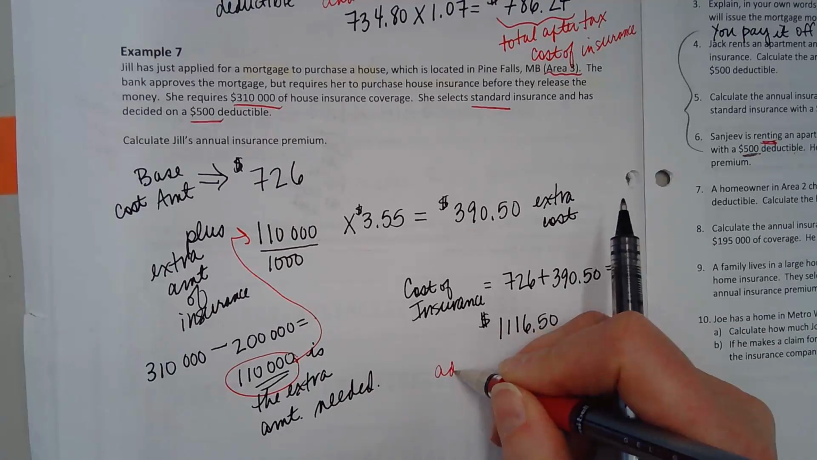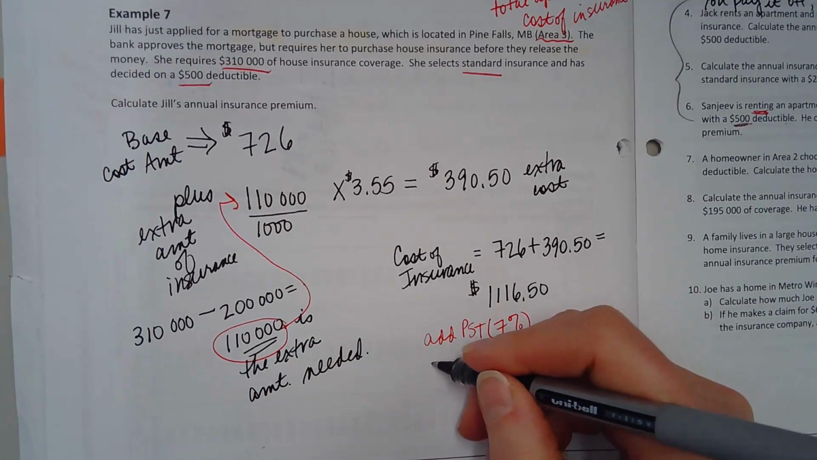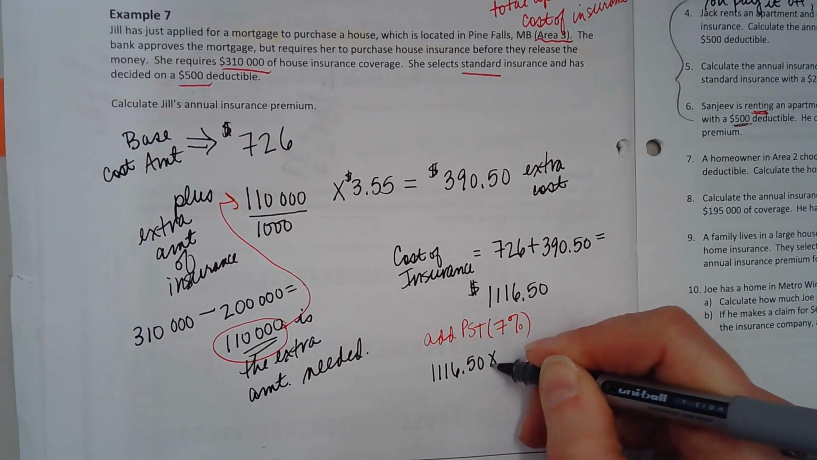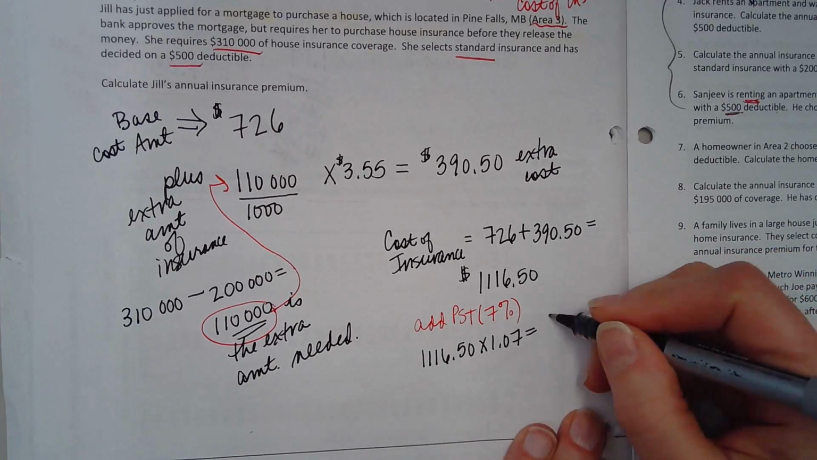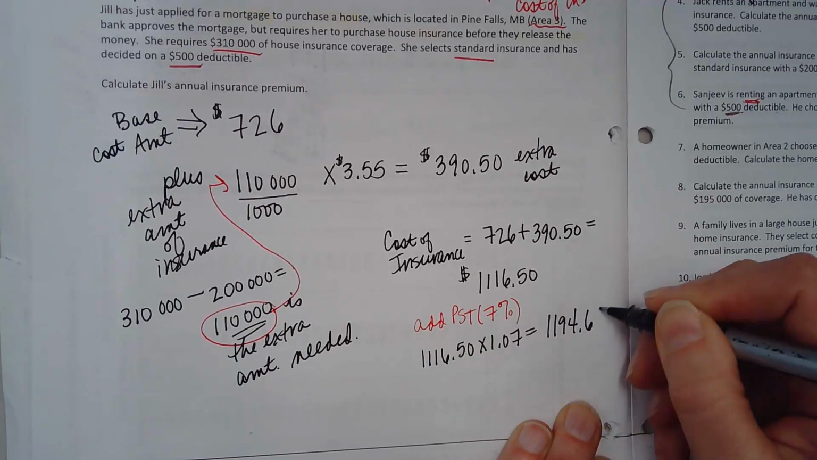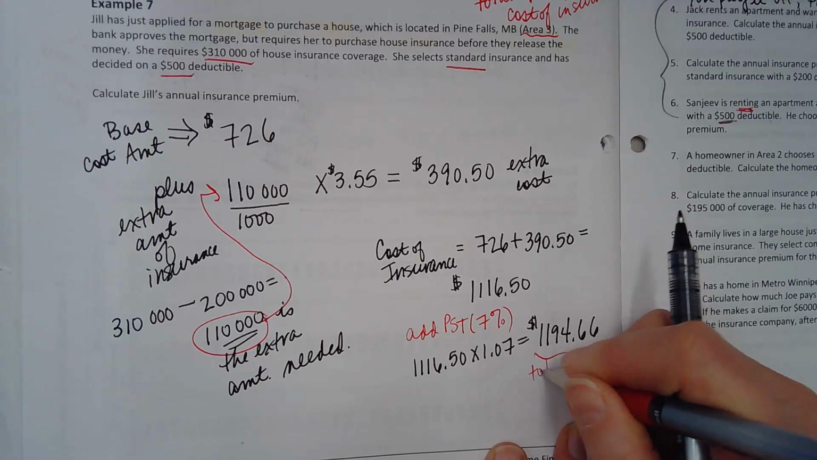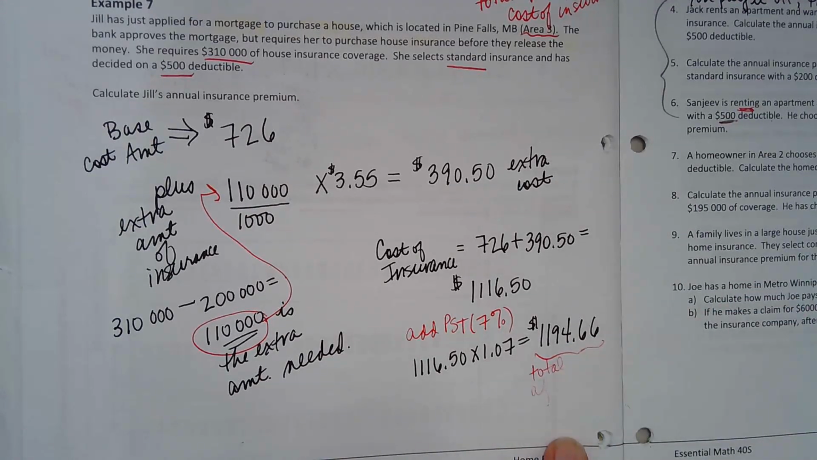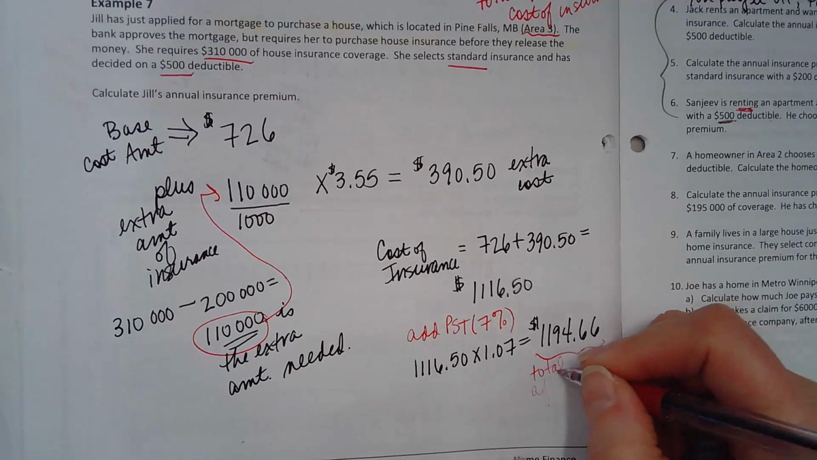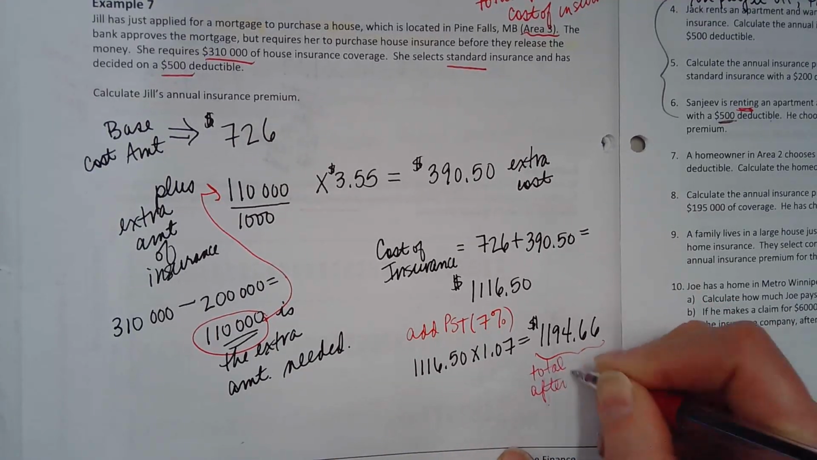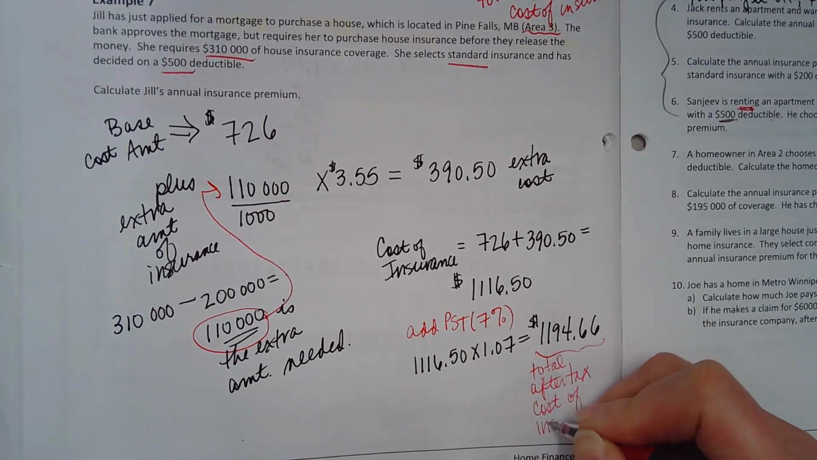And now I add my PST, just like always. $1,194.66 is the total after tax cost of the insurance.